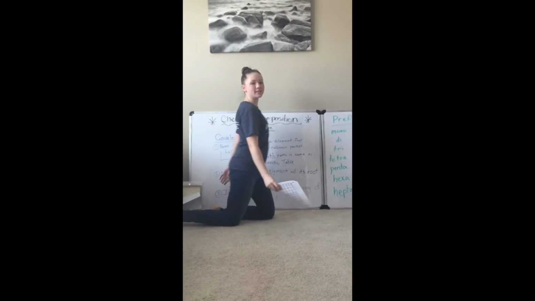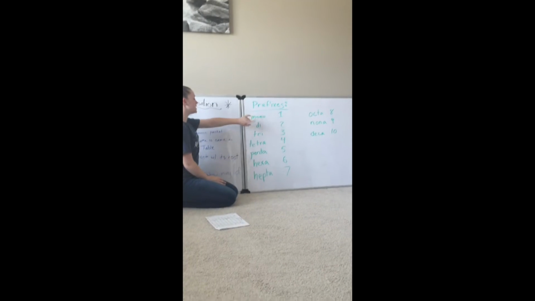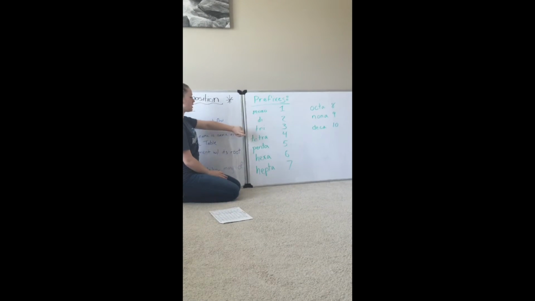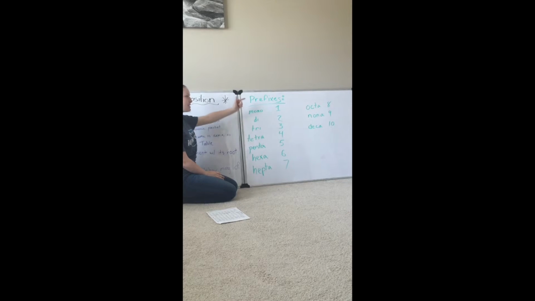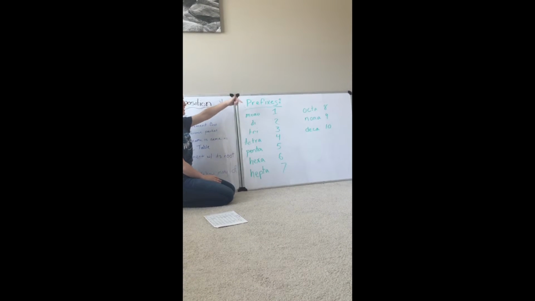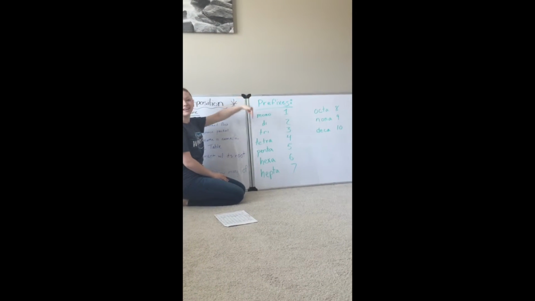So for prefixes we have over here, 1 is mono, 2 is di, 3 is tri, 4 is tetra, 5 is penta, 6 is hexa, 7 is hepta, 8 is octa, 9 is nona, and 10 is deca.